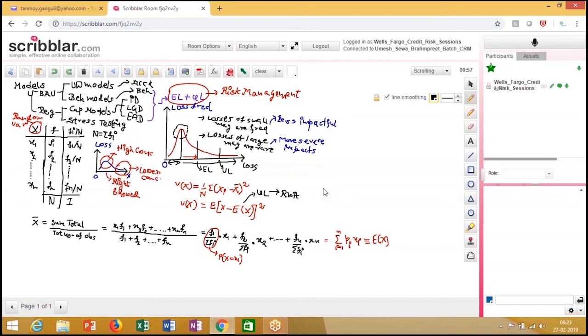So this unexpected loss is the digression from the expected loss. It cannot be expected. It cannot be predicted, right? It's a kind of loss which has a huge magnitude, but a very low probability of occurring. And when we are keeping aside capital, we are doing it to ensure that when this unexpected loss occurs, we are well protected. And one such case of an unexpected loss was the global financial crisis, right?